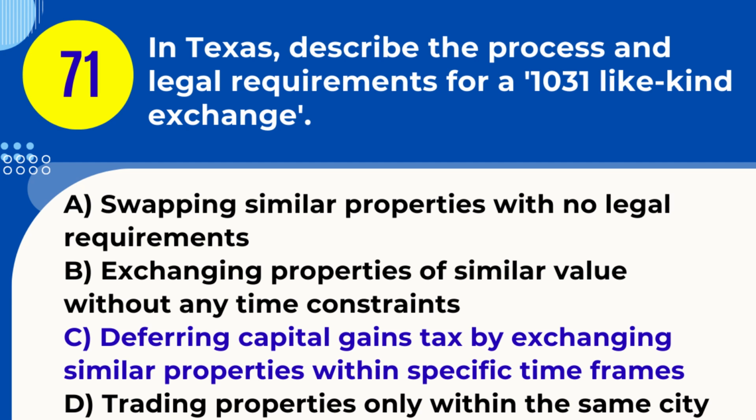Answer. C. Deferring capital gains tax by exchanging similar properties within specific time frames. Explanation. A 1031 like-kind exchange in Texas allows property owners to defer capital gains taxes by exchanging properties of a similar nature. There are specific legal requirements, including time frames for identifying and closing on the new property.